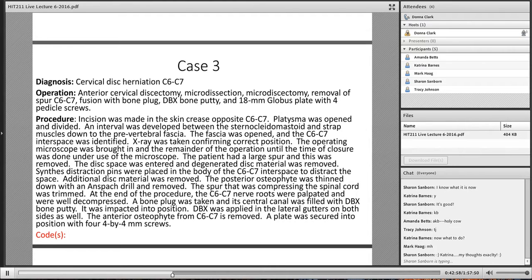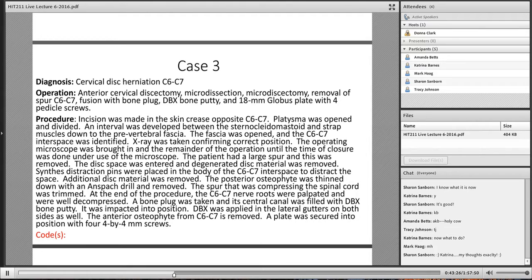I'm reading it from here. So with a decompression procedure, you've got to look down toward the middle bottom. There are several things, and also the operation. Your diagnosis will give you some idea of what's going on. So we know they got a cervical disc herniation in the C6, C7. So that's in the cervical area.